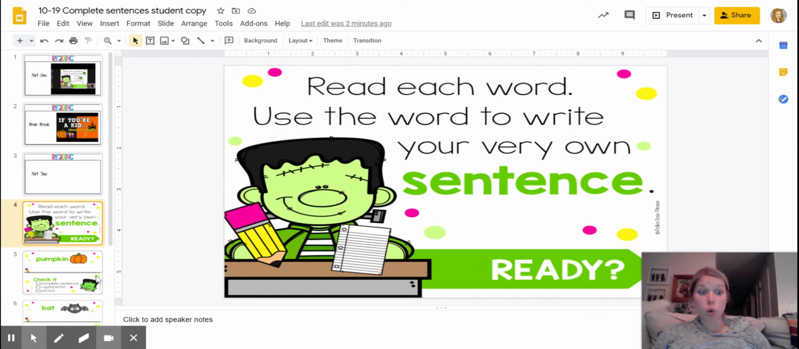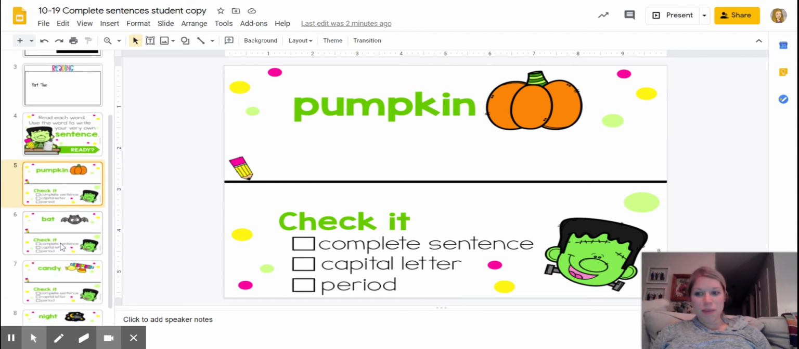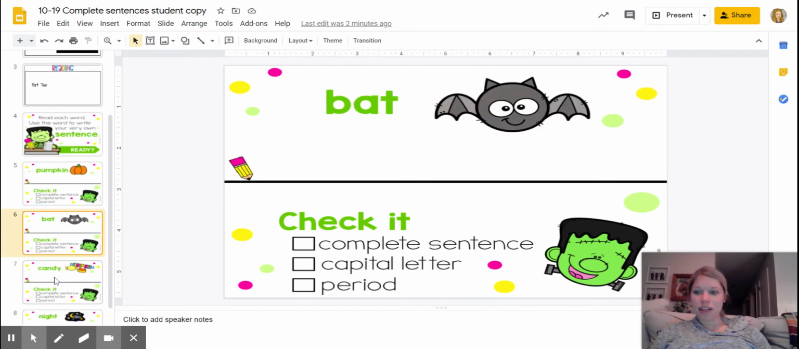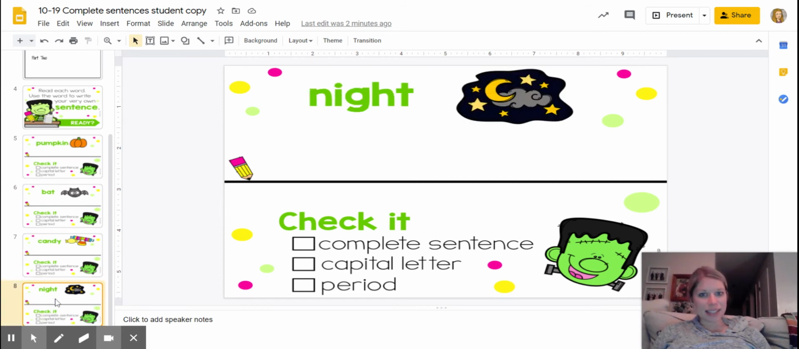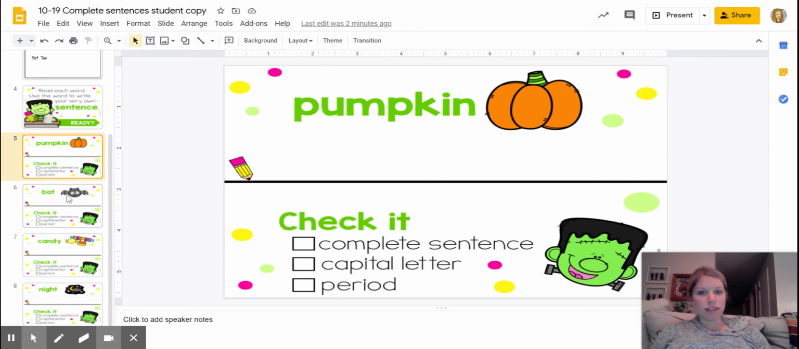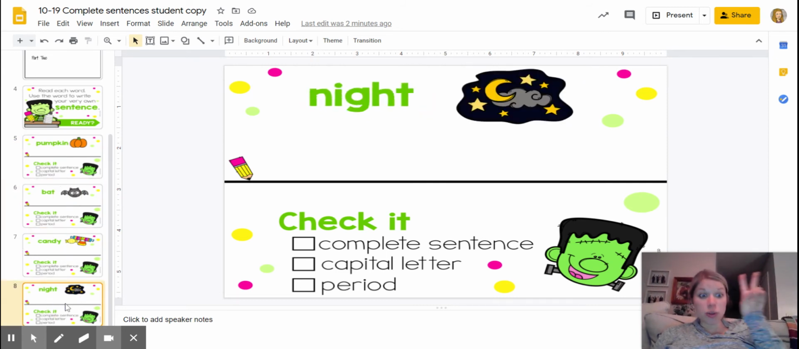You're going to choose. You will have 4 choices. You're going to choose 2 of them. You do not have to do all 4, but you're going to choose 2. Today you could write about a pumpkin. You could write about a bat, candy, or night. You can choose which one of these words that you would like to write about. You're going to choose 2. Choose 2 words to write about.